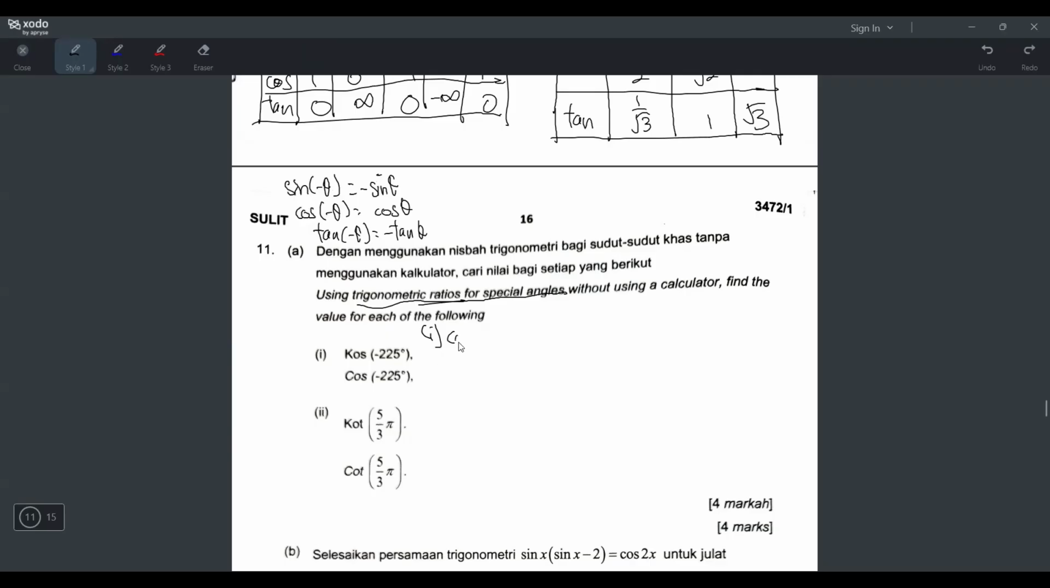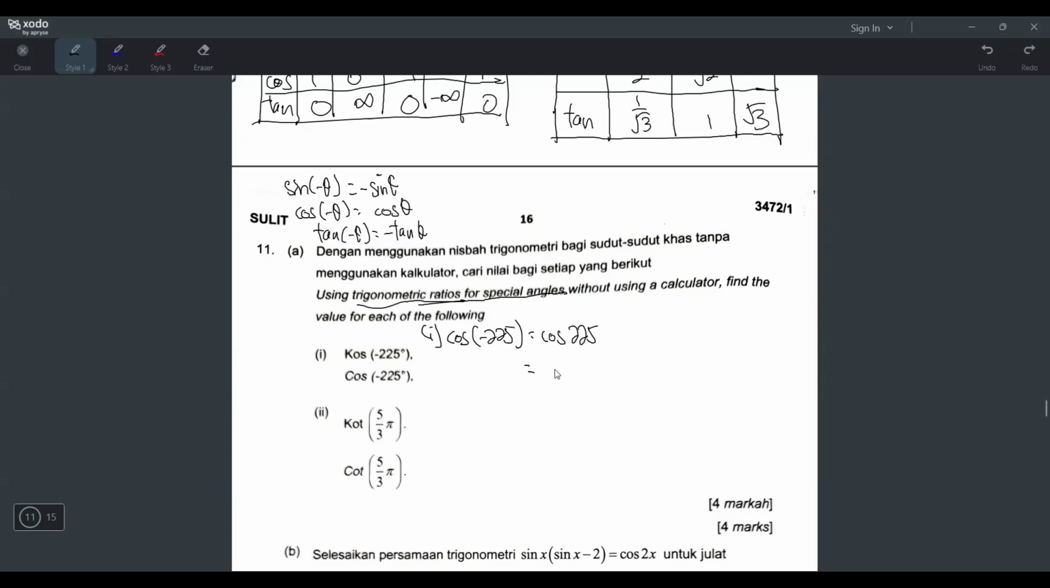So cos -225 is basically the same as cos 225. It's the same thing, right? So the negative you can just erase it off. Okay? Only for cos can you do this. Yeah, because of this formula.